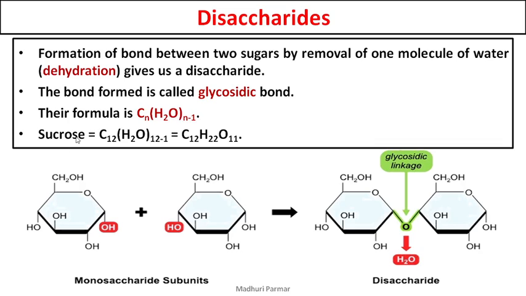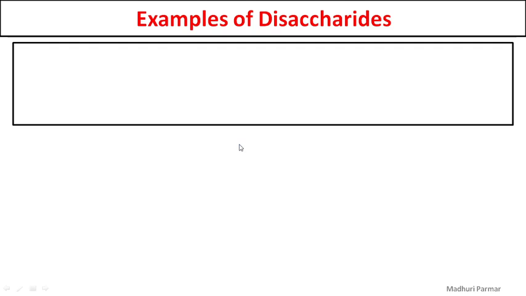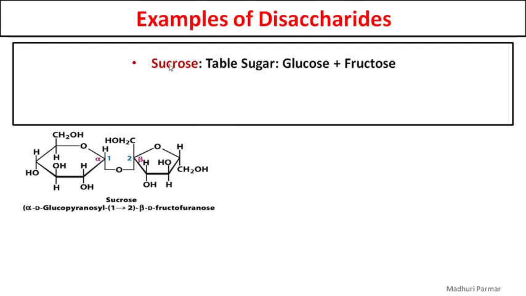For example, sucrose, which is a disaccharide, right? Table sugar, the sugar you put in your tea, coffee, milk. The formula is C12, it has 12 carbons, H2O, 12 minus 1, because one molecule will be lost in formation of this glycosidic bond. So the formula will be C12H22O11, right? Seems familiar, okay? Fine. Examples are sucrose, which is a table sugar.